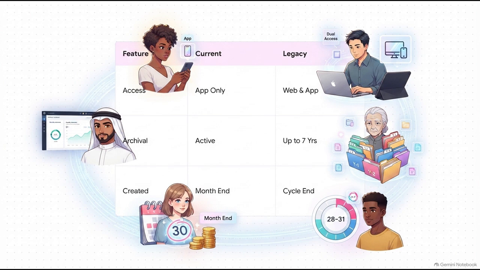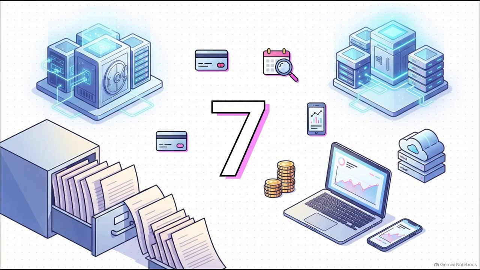But hands down, the biggest difference here is the archival depth. 7 whole years. That is a massive data vault. Major issuers like Chase, Citibank, Capital One, and US Bank retain up to 7 years of your online statement history in their digital systems. Think about that for a second. If you printed all of those out, you'd probably need an entire filing cabinet just for a single credit card.